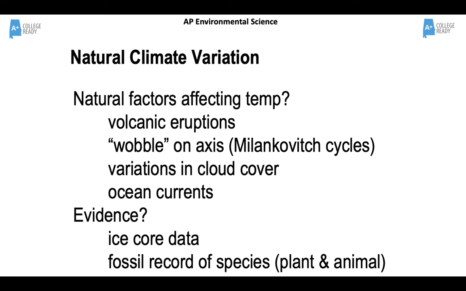So some of those natural climate variation factors are going to be volcanic eruptions. We can actually predict a cooling of overall atmospheric temperature due to sulfur oxide particles that will block some of the energy coming from the sun, and small particulate matter that only lasts for a couple of years, somewhere around in there. The wobble effect, that would be the Earth wobbling on its axis, and variations in cloud cover, because clouds can reflect some of the energy, and of course ocean currents.